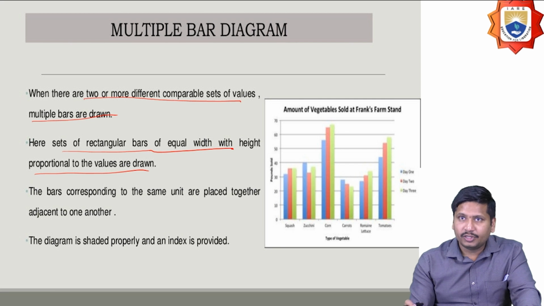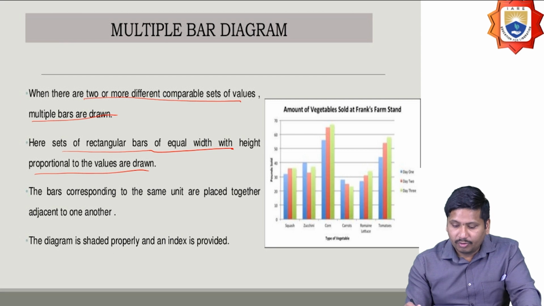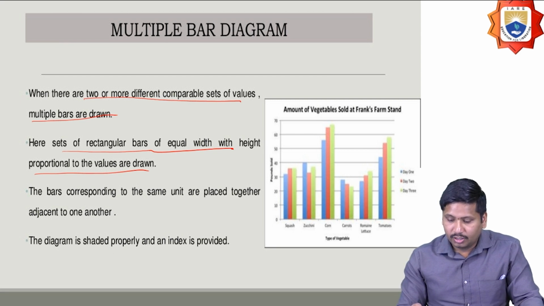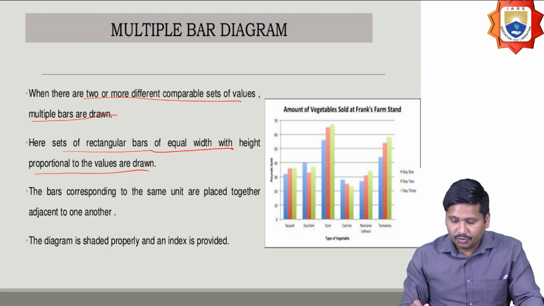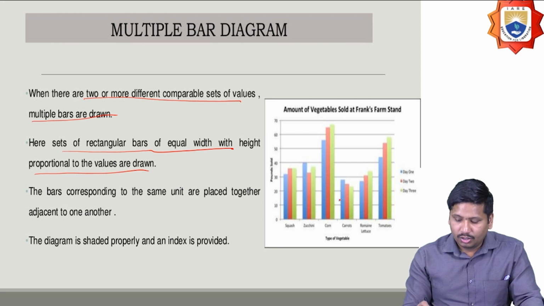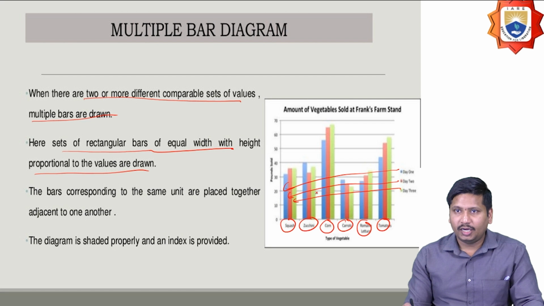So let's see an example for this multiple bar diagram. In day one, I want to know the number of vegetables that are going to be sold in Frank's farm stand. Let it be corn. For a single attribute, what should be the sales on different days? The blue color is going to indicate one day, the red color is going to indicate two days, and the third, three days, is going to be represented by the green color.